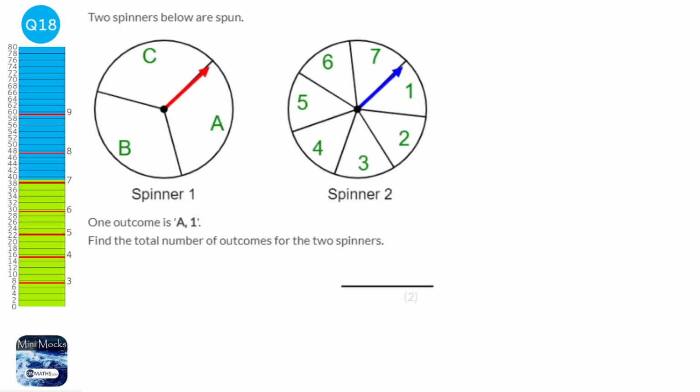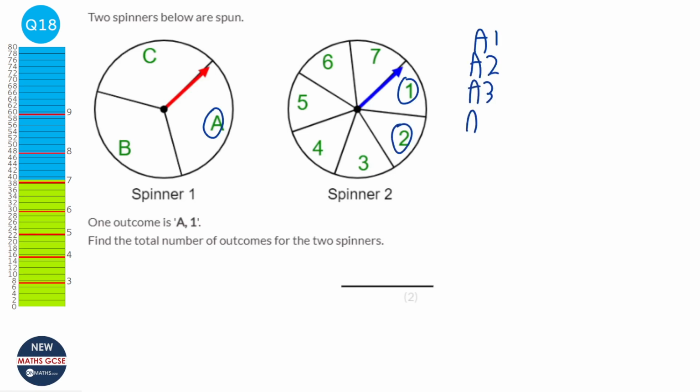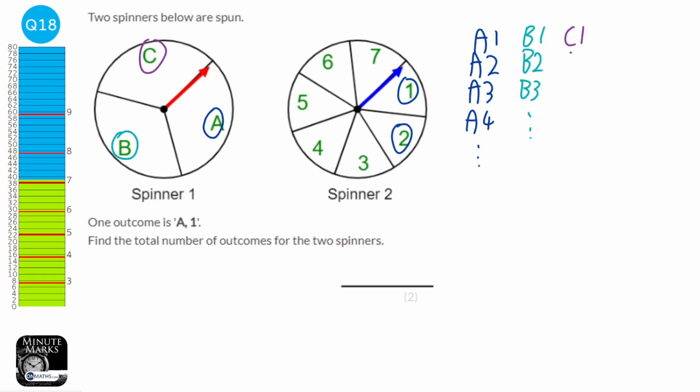There is quite an easy way of doing this question, but I'm going to show you the long way and then we're going to work out what the quicker way is. So I'm going to pair up the a and the 1, which it suggests in the question. Then I'm going to work out the a and the 2 as a different combination, a3, a4, etc. Then I'm going to look at the b and do the same thing, b1, b2, b3, etc. Then I'm going to work out the c, so all the combinations with c.